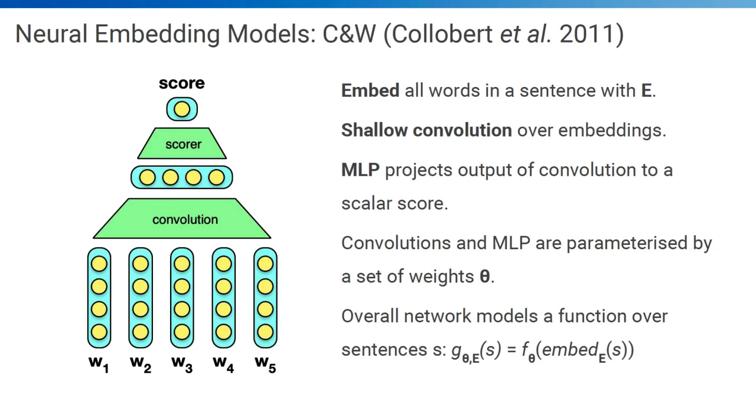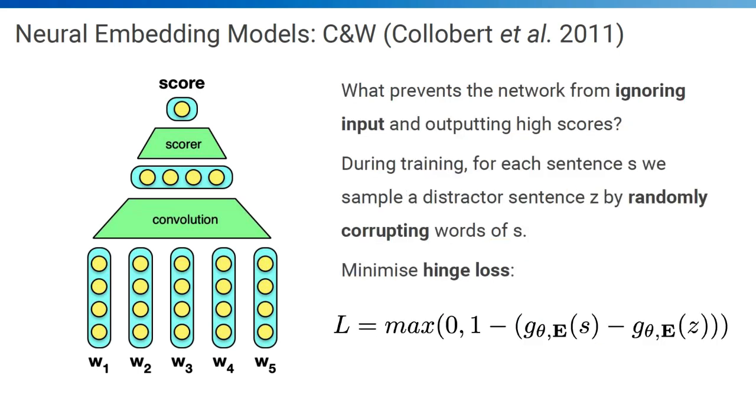So you can think of all the green bits there as being parameterized by the other parameters of your model, theta, and the vectors at the bottom are produced by putting your one-hot vectors through E, which is what we're trying to learn here. So the overall network models a function over sentences, G of theta and E, which is produced by putting the embeddings of the sentence through the score. So is everyone satisfied that this implements a scoring function?